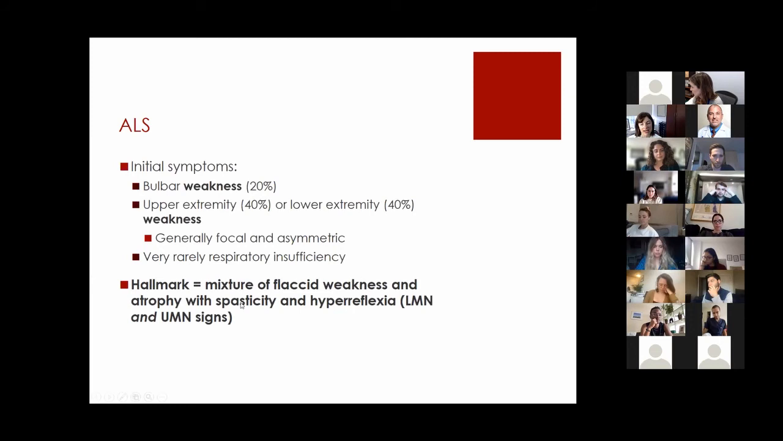And the hallmark on exam is you're going to see a mixture of lower and upper motor neuron signs in classic ALS, with muscle atrophy, some flaccid weakness, and also spasticity and hyperreflexia in the same segment. You'll often see fasciculations or twitching of the muscle as well. In many cases, as a clinician, we can have a very strong clinical suspicion just by examining patients, and oftentimes we're doing a lot of other testing to rule out other mimics.